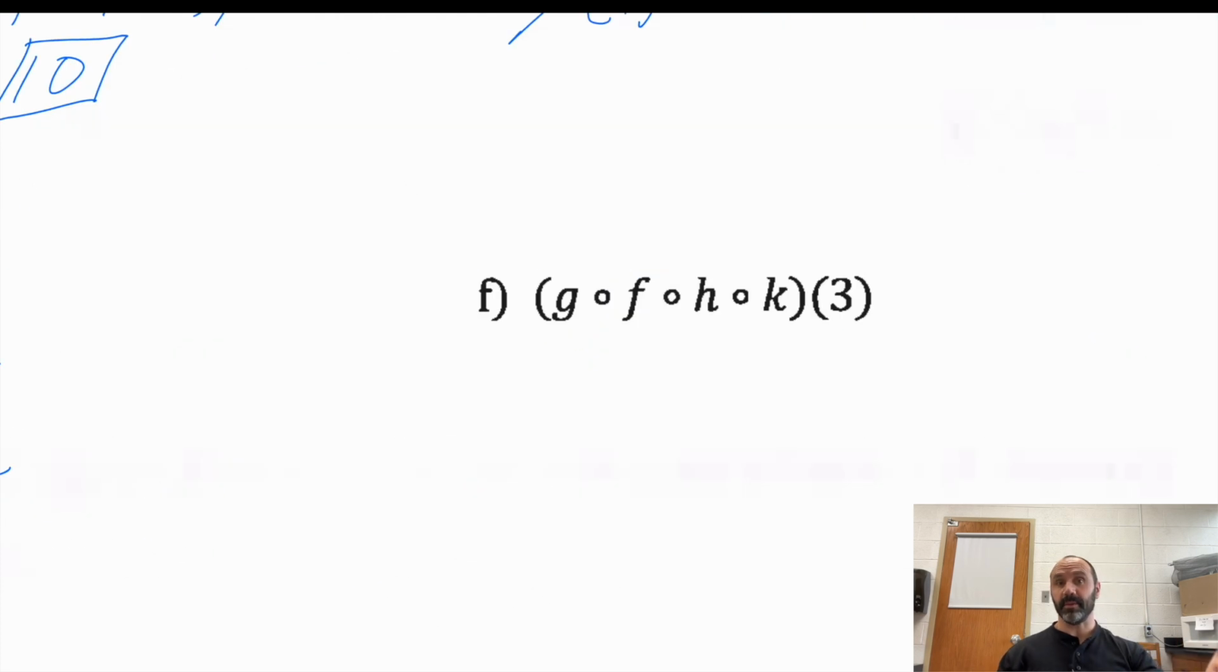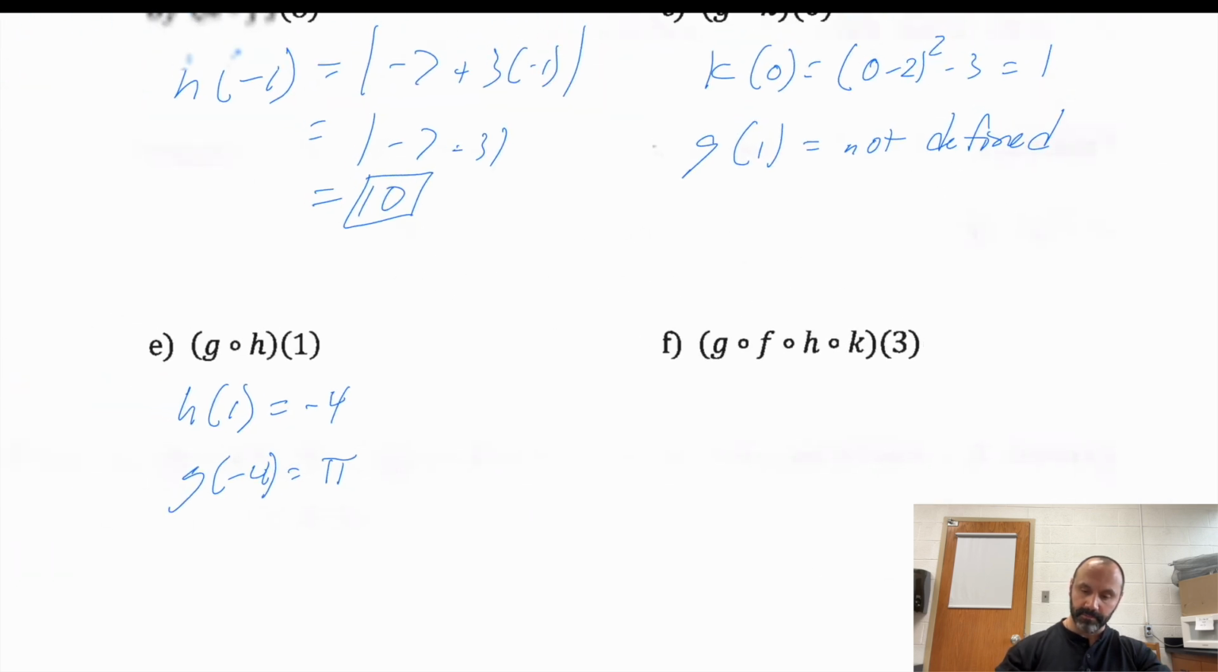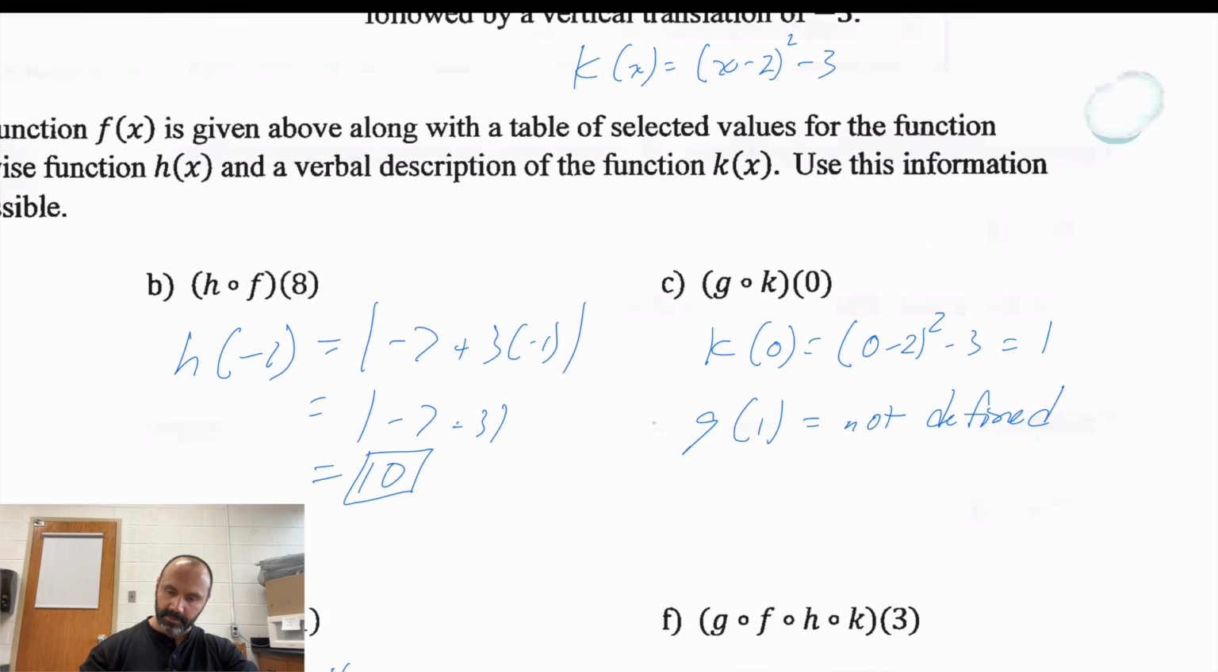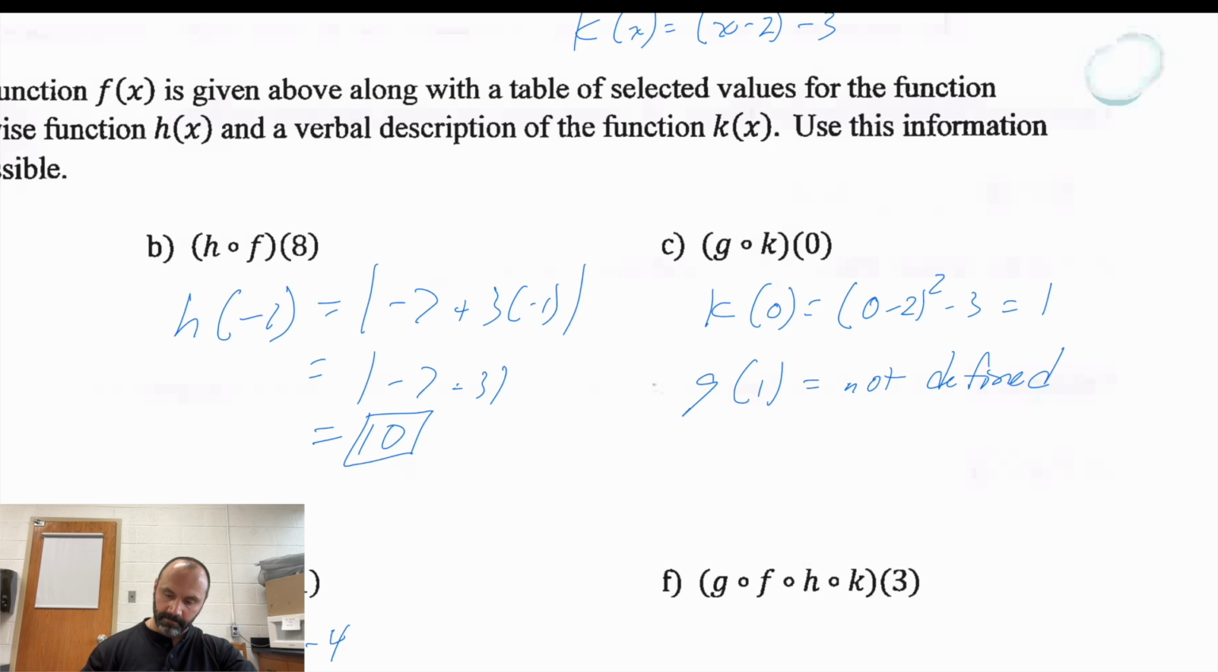Okay, f. Now we've got a bunch. It's like all the functions were being used. So what do we do? We plug 3 into k, take the output, put it into h, take that output, put it into f, take that output, put it into g. And we'll see if g works out for us this time like it did for the last one. So first of all, k of 3. All right, so that's this expression, x minus 2 squared minus 3. So k of 3 is 3 minus 2 squared minus 3. So 3 minus 2 is 1, squared is just 1. So negative 2.